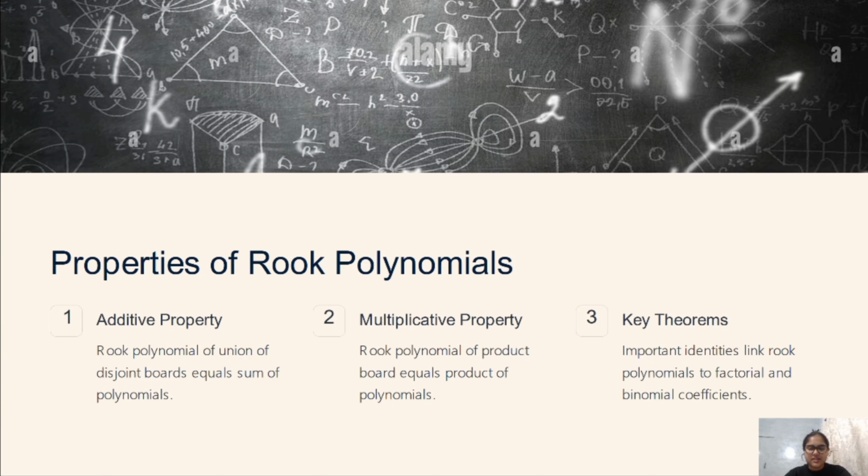Properties of Rook polynomials. Additive property. If a board B is split into two parts, B1 and B2, with non-overlapping rows and columns, then R(B, x) equals R(B1, x) times R(B2, x). Recursive formula. Useful for calculating Rook polynomials by reducing complex boards to simpler ones. Symmetry. Often, Rook polynomials of symmetric boards show patterns in coefficients.